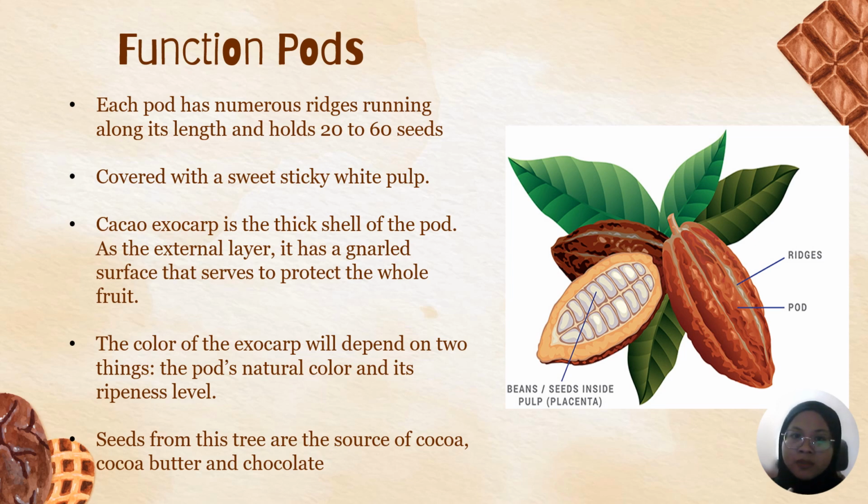The cacao exocarp is the thick shell of the pod, which is the external layer. It has a hard surface that serves to protect the whole fruit. The color of the exocarp depends on two things, which are the pod's natural color and its ripening level. Seeds from the cocoa tree are the source of cocoa, cocoa butter, and chocolate.